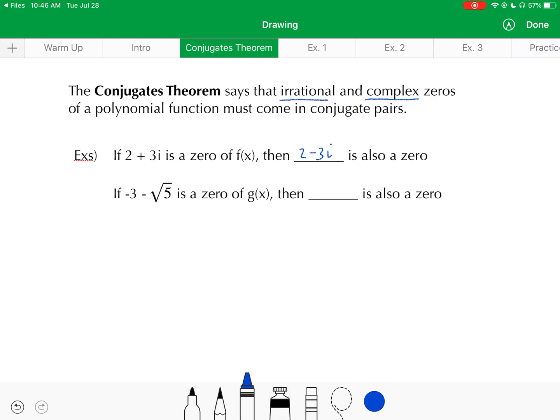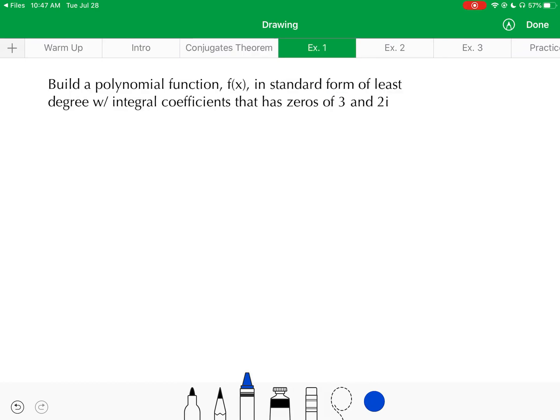Second example, if negative 3 minus the square root of 5 is a zero of g of x, then what else is a zero? Well, negative 3 minus the square root of 5 is an irrational number. Its conjugate would also be a zero from this theorem, which would be negative 3 plus the square root of 5. You're only changing the sign on the square root portion of the irrational number, okay? All right, so we're going to utilize this theorem in the coming examples.